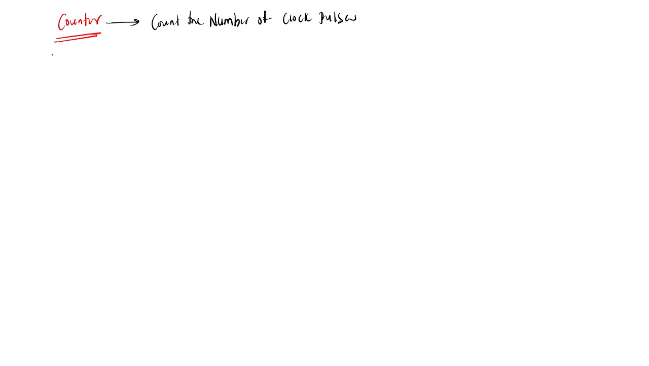Okay. So a counter can be an up counter, a down counter, and it can be an up-down counter also. Suppose if you want to design an n-bit counter, an n-bit counter consists of n flip-flops.